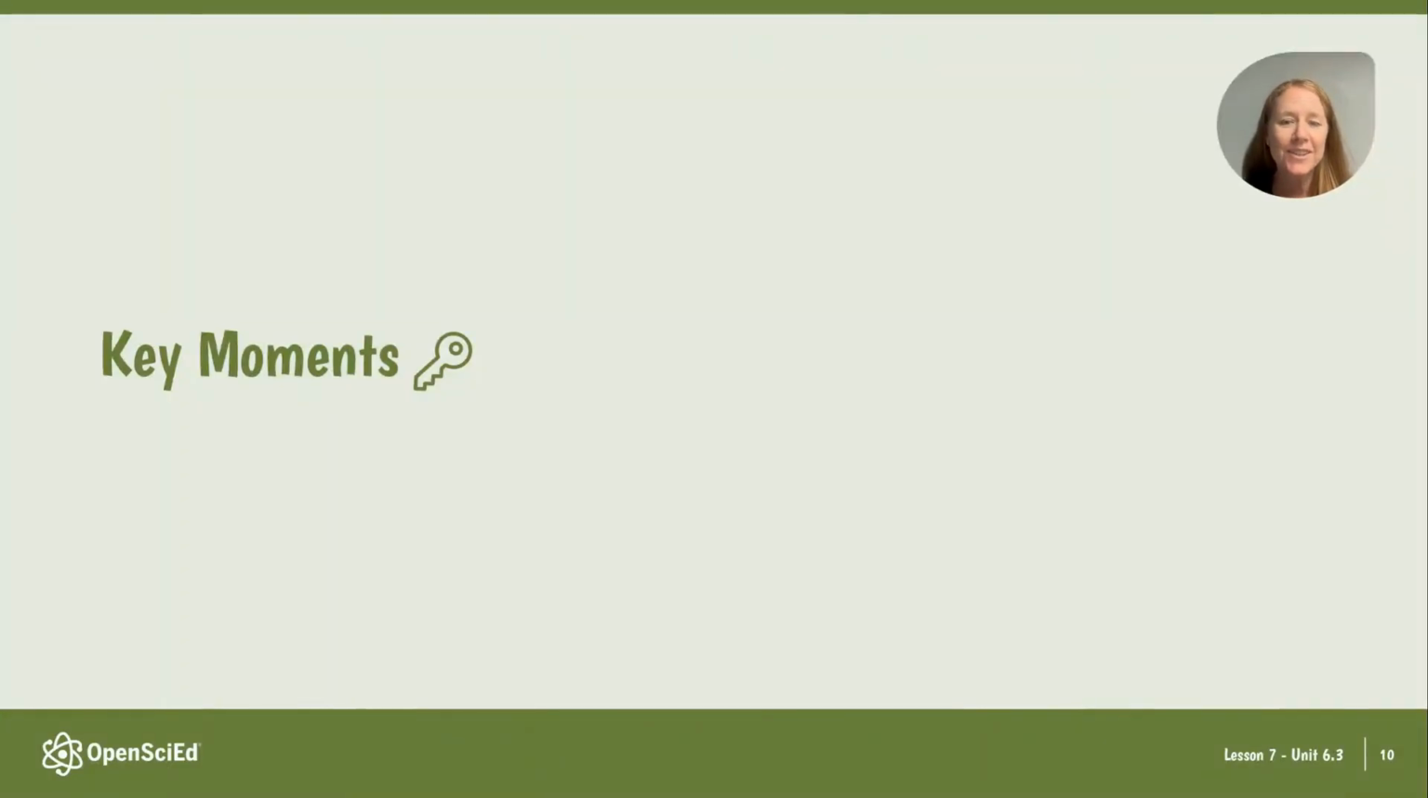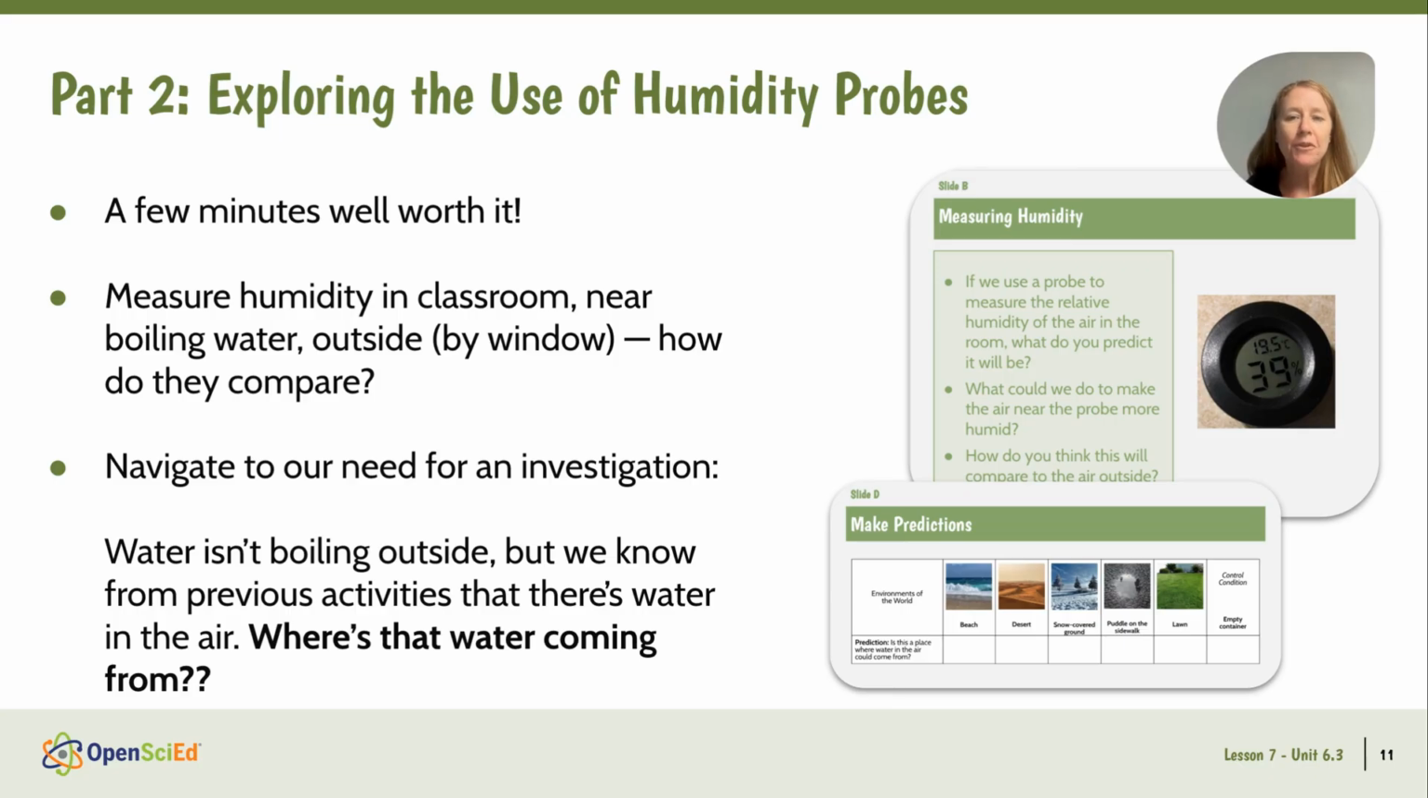But our goal today is to really understand Lesson 7. So let's take a look at some of the key moments. A first key moment comes near the start of day 1, after we quickly think back to what we have figured out about what air is made of and what humidity is. We use a humidity probe to measure the amount of water vapor in the air of our classroom. And also near a source of boiling water, an electric kettle works really well for that. And then also near a window. And then we compare those.